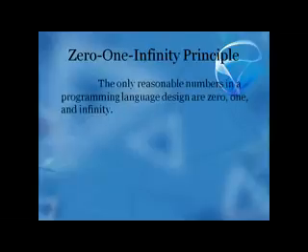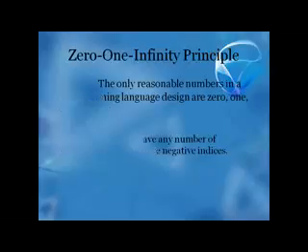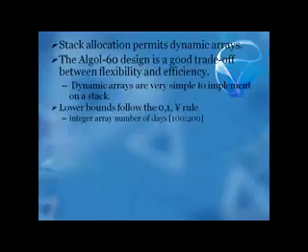Zero one infinity principle. The only reasonable numbers in a programming language design are 0, 1 and infinity. Arrays in ALGOL can have any number of dimensions and can have negative indices. Stack allocation permits dynamic arrays. The ALGOL60 design is a good trade-off between flexibility and efficiency. Dynamic arrays are very simple to implement on a stack.